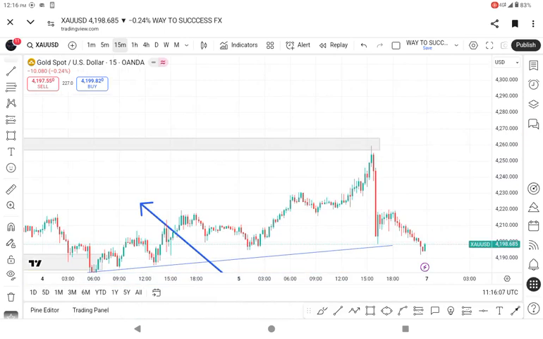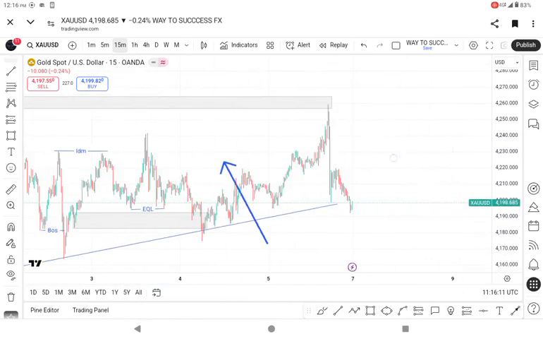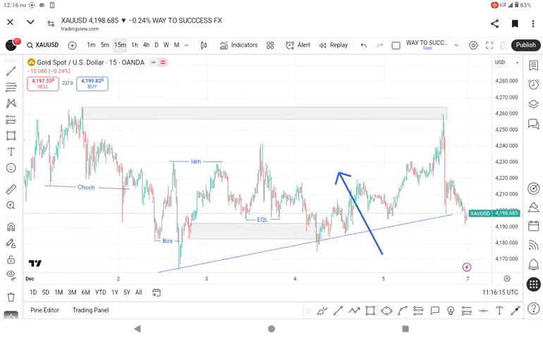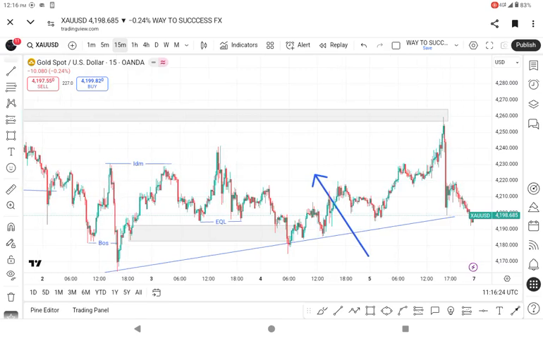So that is it. As you can see, price finally tapped into this other block before the weekend, during the weekend, and immediately price tapped into that other block, you can see we had a strong bearish momentum to the downside.